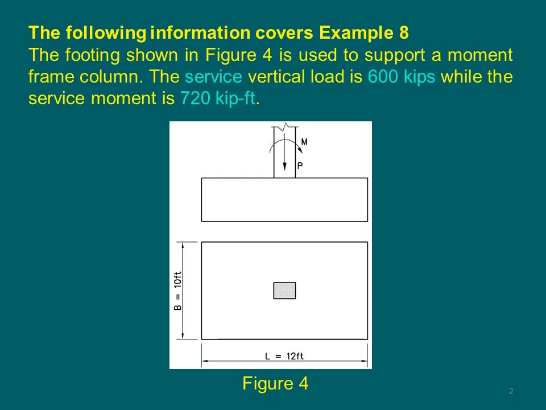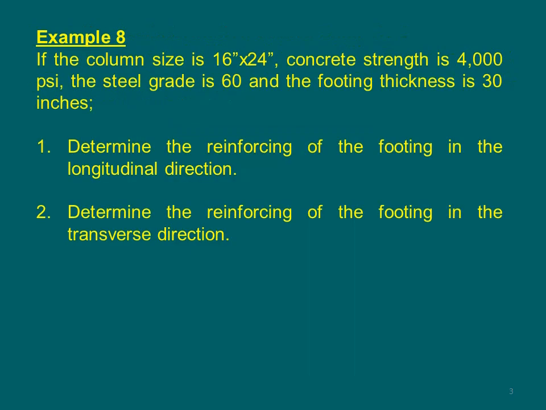So if you'd like to find out the factored loads, what you need to do is to have your load factor of 1.4 multiplied by this given vertical load or rotational load, which is the service moment. The column size is given as 16 by 24. Concrete strength is 4000 psi, and the steel yield strength is going to be 60 ksi. The footing thickness is going to be 30 inches.